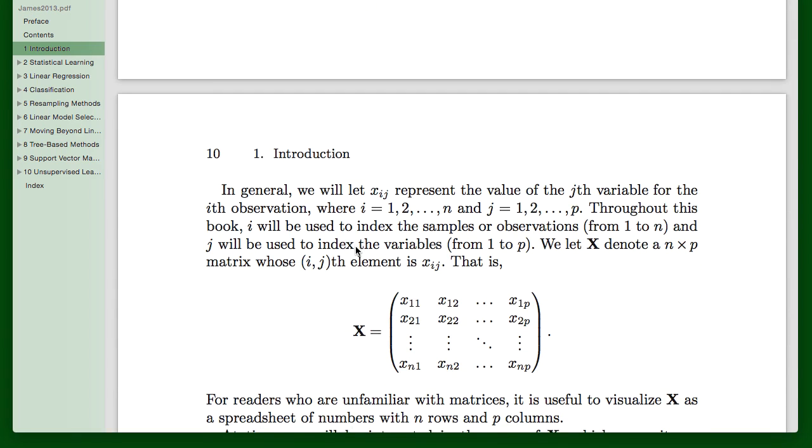And they show an example of a matrix. And one thing that I should point out in a matrix is that the way that we note a matrix is first by its row number and then by its column number.